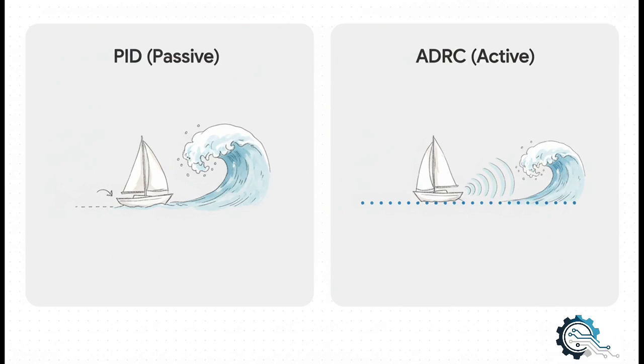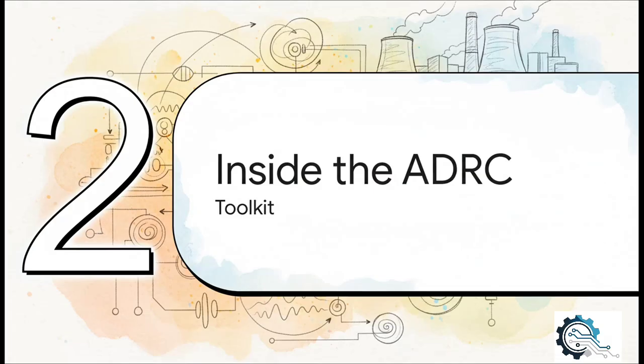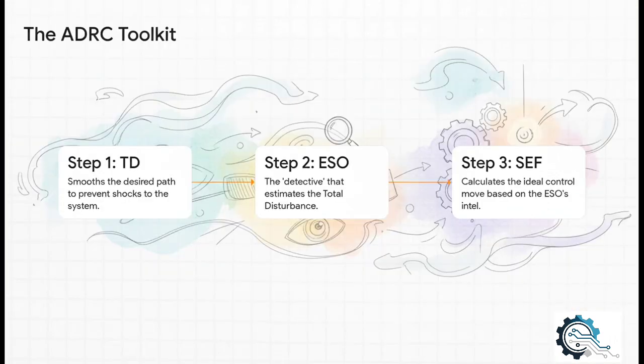Big difference. So the big question is, how does it actually do that? How can it feel this total disturbance and just cancel it out? Well, to get that, we need to pop the hood and take a look at what's inside the ADRC toolkit. ADRC is really made up of three key parts that all work together.